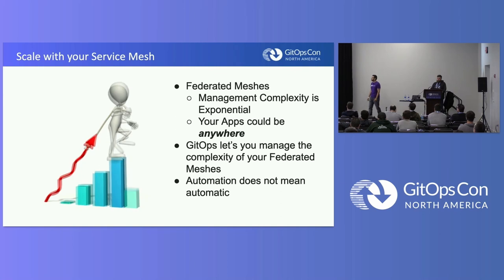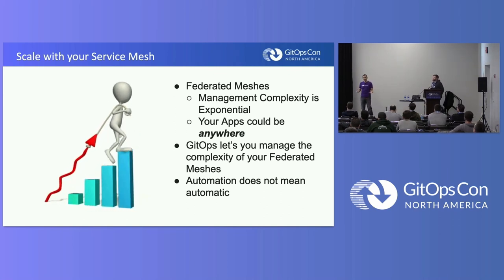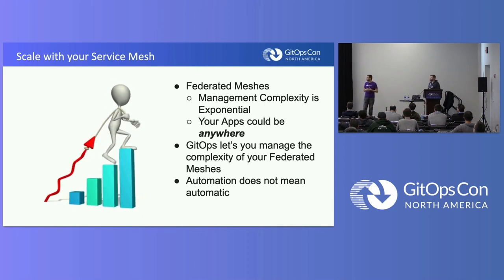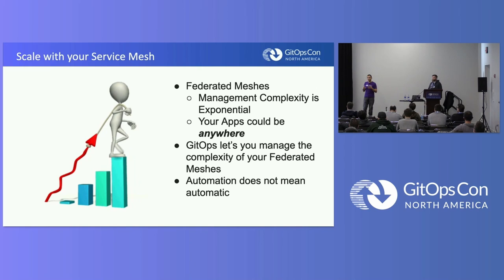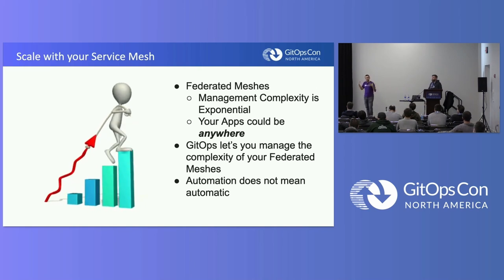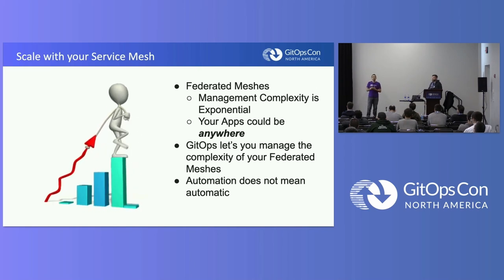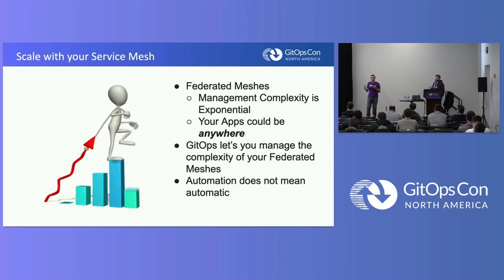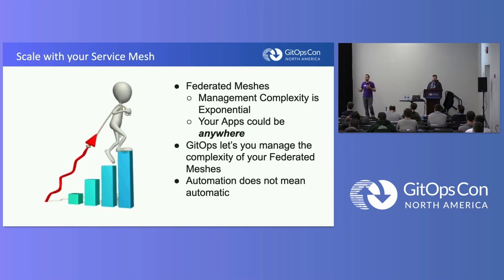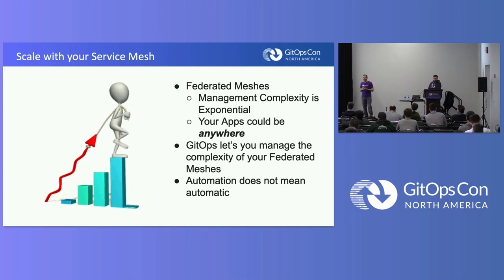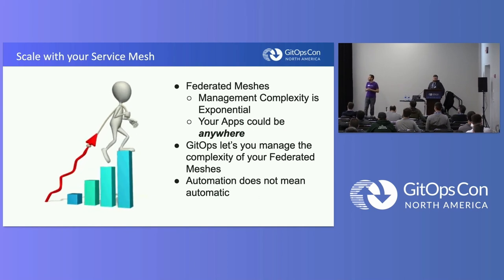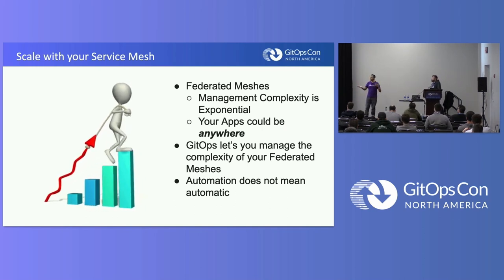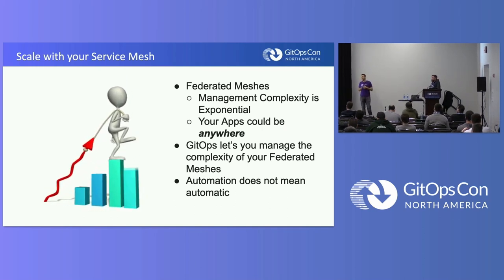So the idea behind using something like Istio, a service mesh, and GitOps together is that you really want to scale. Organizations are always talking about doing more with less and needing to scale rapidly. You want to be able to handle anything. Now you have the tool sets to do it, and to do it automatically. And so we have things like federated meshes or multi-cluster.